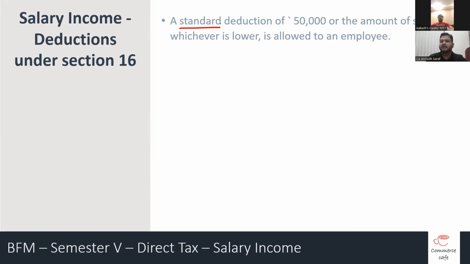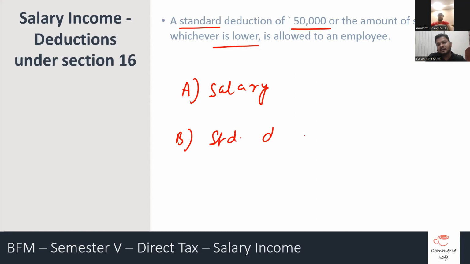That is why it's called standard deduction. And the amount is flat 50,000, or the amount of salary, whichever is lower. What this means is, first you write your salary. Then you write standard deduction 50,000, or less than that. Whichever is lower, that will be the amount of deduction.